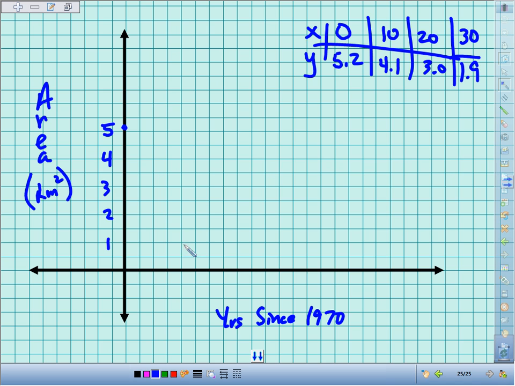Now, x's are going up by 10, so actually I'm not going to be able to fit this if I go by ones. Maybe I'll go by 2's. Okay, so we got 2, 4, 6, 8, there's 10, 12, 14, 16, 18, 20, there's 22, 24, 26, 28, there's 30. So 0, 5.2, we already plotted that. 10, 4.1 is right about there. 20, 3.0 right there. 30, 1.9. 1.9 is going to be just a little less than 2.